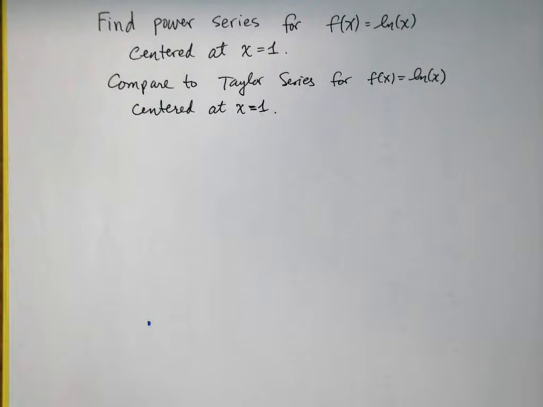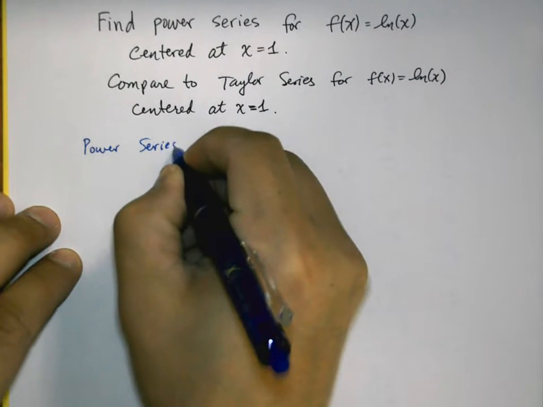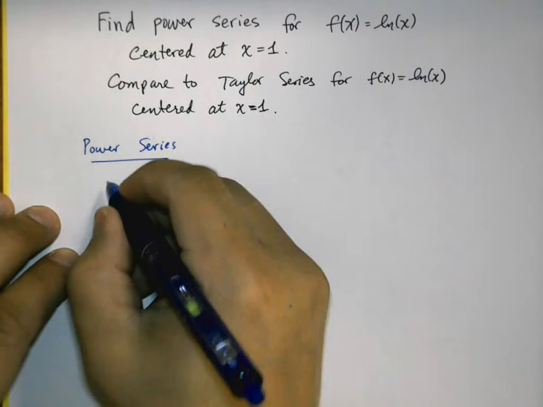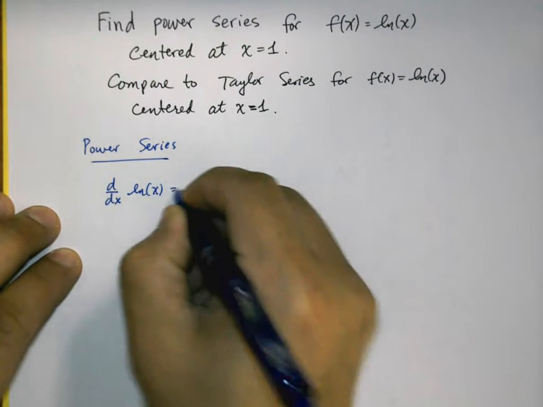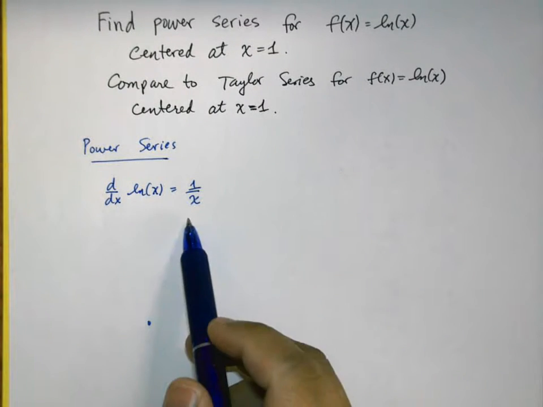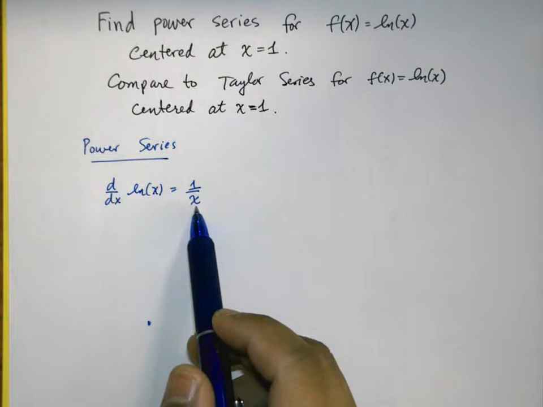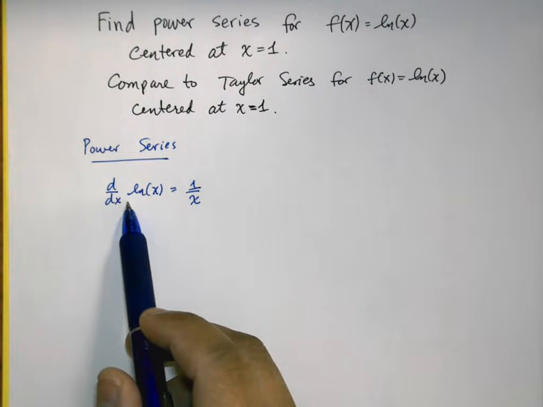We will now look at the comparison of a power series and a Taylor series for the function natural log of x, both of which are centered at x equals 1. So first, let's look at the power series. We start with the known fact that the derivative of the natural log of x is equal to 1 over x. This is important because later we're going to write this as a power series and then take the antiderivative, and then we'll get back to the natural log function again.